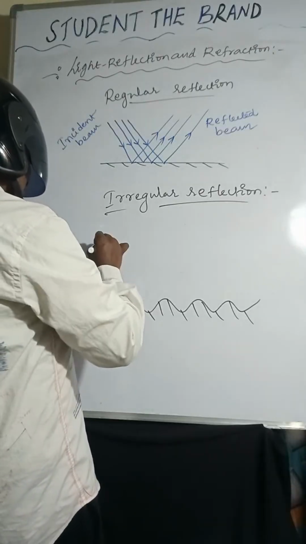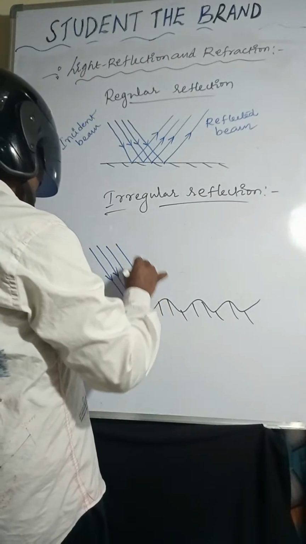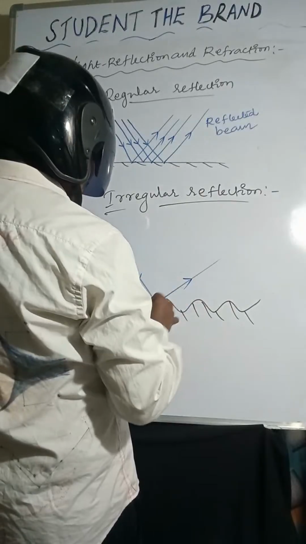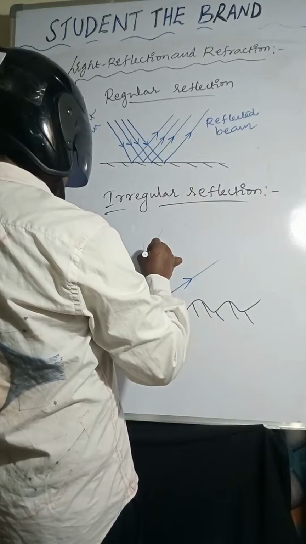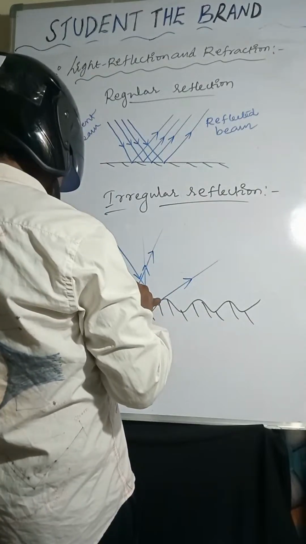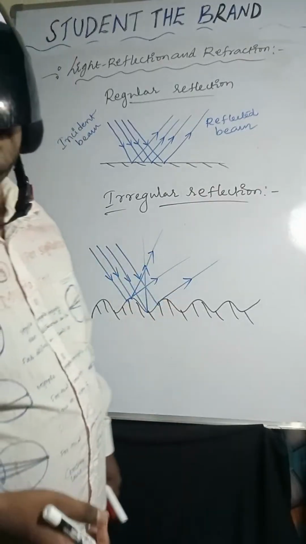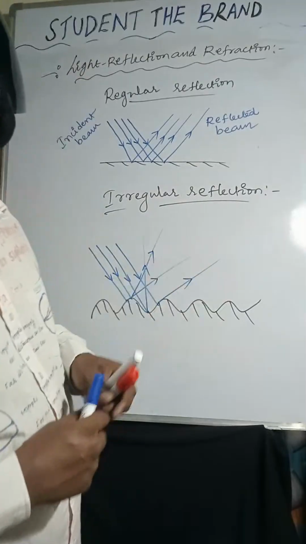Here you can observe, the incident beam is parallel, but reflected light rays are not parallel to each other. These reflected light rays will move in different directions. This type of reflection is called irregular reflection.